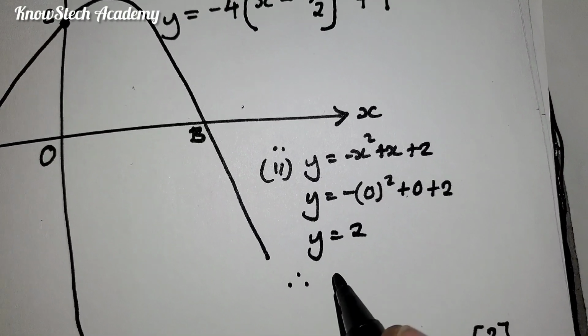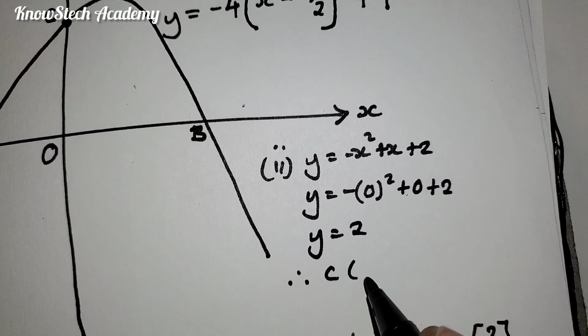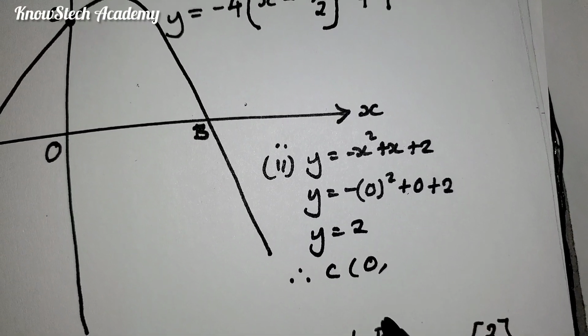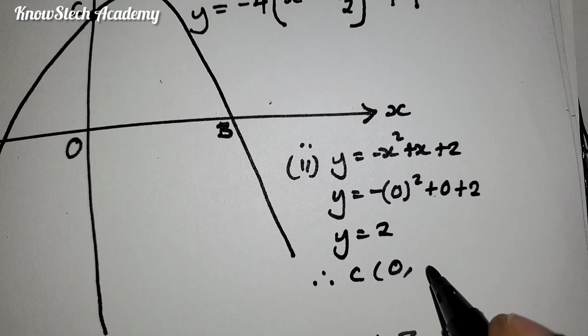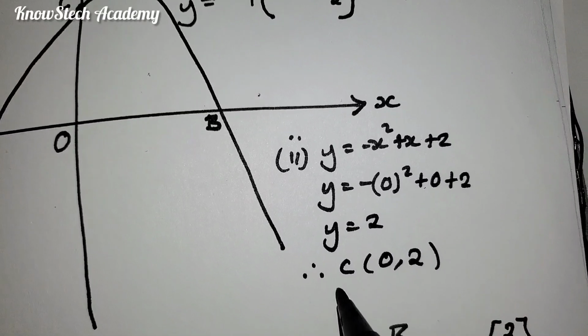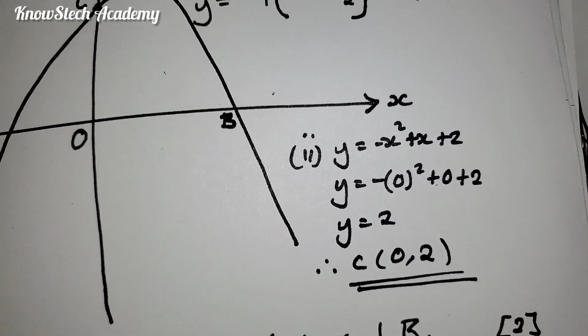Therefore, the coordinates of C are, what is the value of x? We always start with x. x is 0, y is 2. And this is the answer.